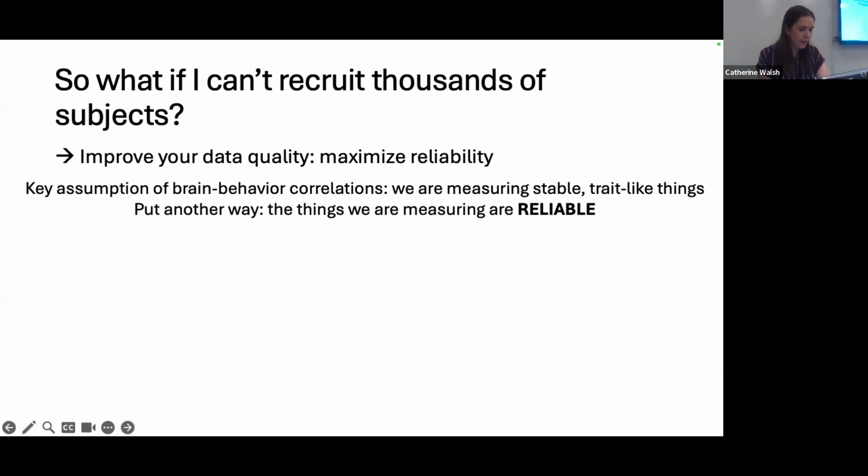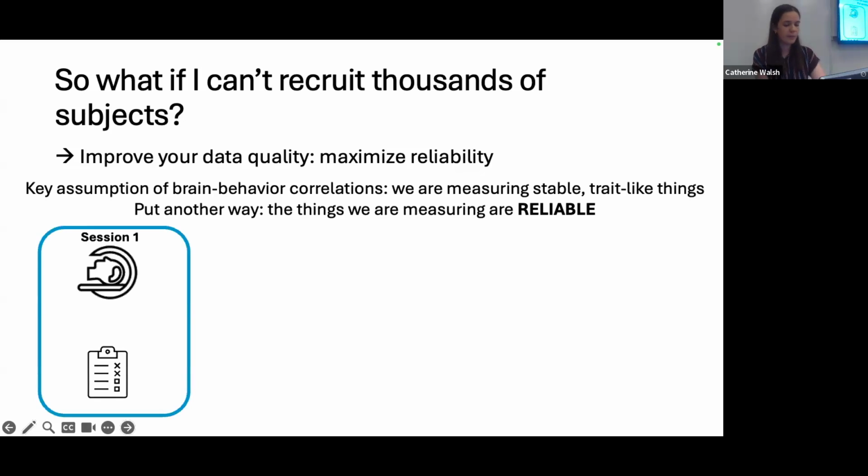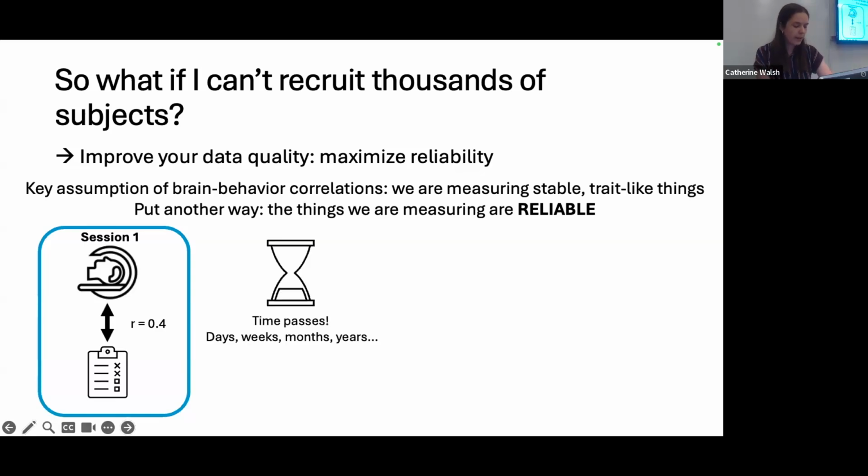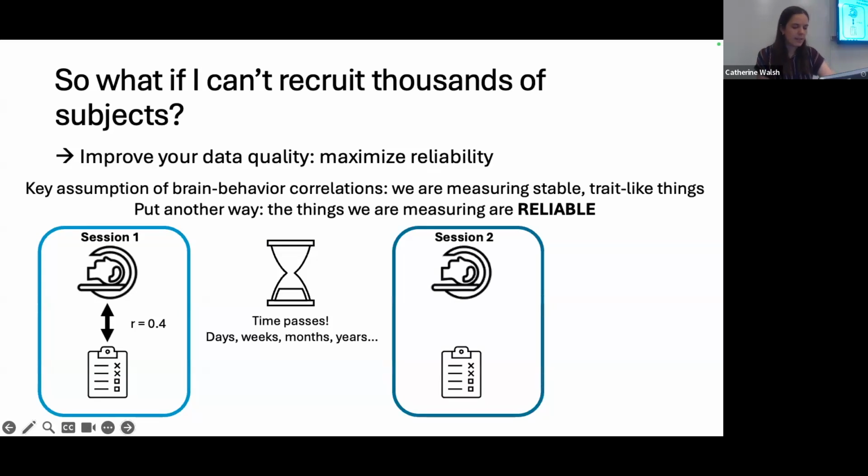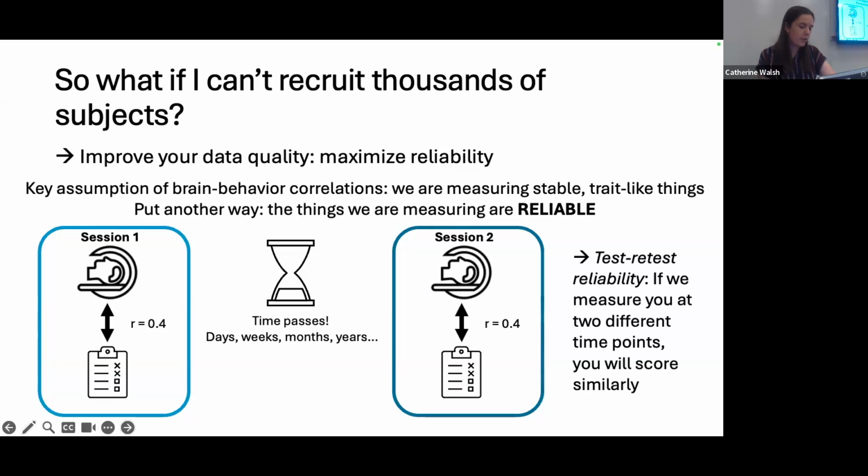So that was split half reliability, but there are other kinds of reliability we might care about. For instance, we might try to relate some kind of brain measure from an MRI scan to some kind of behavioral measure, and on that day there might be a correlation of 0.4. If that relationship is reliable, we might expect that as time passes, could be hours, days, months, or years, it doesn't matter what the time is, we could do it again on a second session, repeat the process and get a similar correlation. This kind of reliability is called test-retest reliability. If you repeat a measure, you'll have a similar relationship across time.